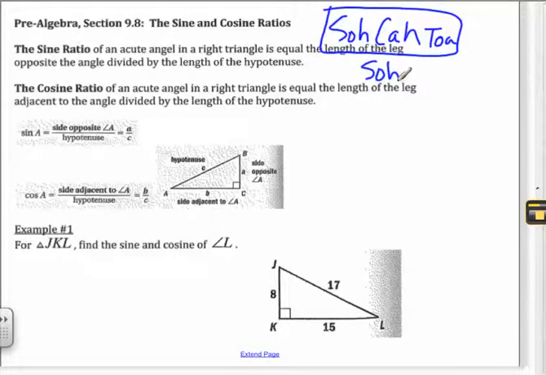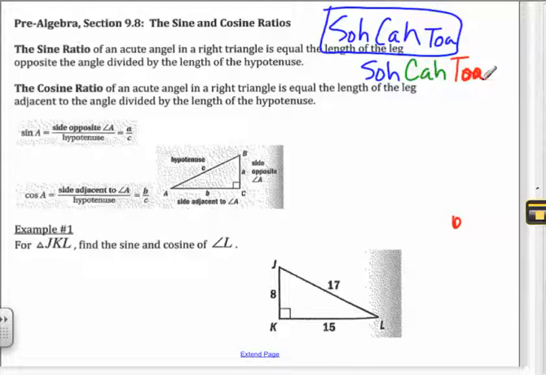So, sine is opposite over hypotenuse. Cosine is adjacent over hypotenuse. And TOA is tangent. Tangent is equal to opposite over adjacent. That you have to have memorized. Okay? So I'm done even talking about that.